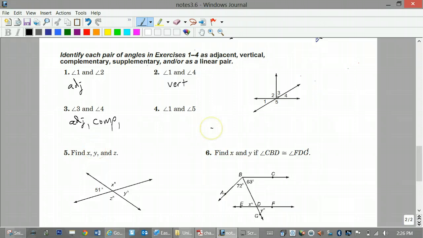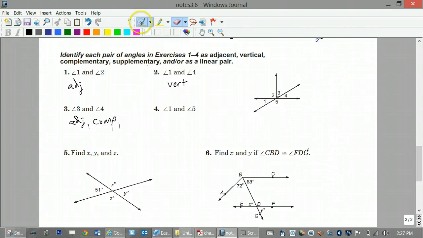Not supplementary, not linear pair. If I have an angle like this, and then I have a second angle that comes off of it, I extend that ray. That means this and that angle are a linear pair. They form a straight line, linear meaning line. Another version of it would be if I extend this angle and that one, those would be a linear pair. Good question. That was what a linear pair would be.